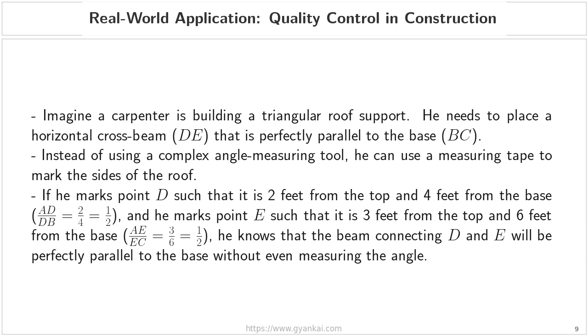Because these two ratios are exactly the same, the theorem guarantees that the beam connecting point D and point E is perfectly parallel to the base. You have achieved precision through simple measurement, without ever needing to measure a single angle. As we move to our next slide, we will look at some common pitfalls to avoid so that you don't make mistakes when applying this logic yourself.